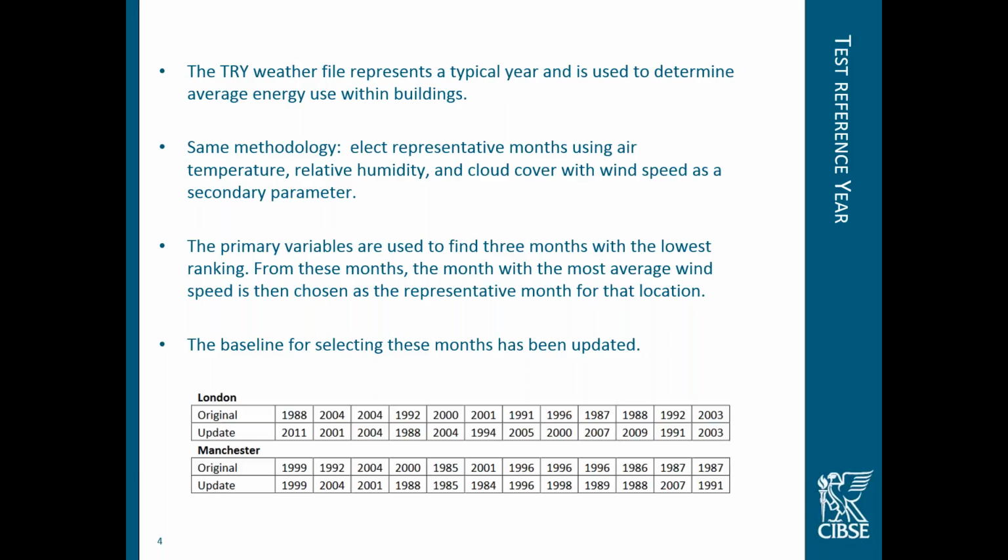When we updated the baseline, the years from which you can select average months changed. This is an example for London and Manchester. For London, January, you have 2011 instead of 1988, and for Manchester, 2007 instead of 1987.